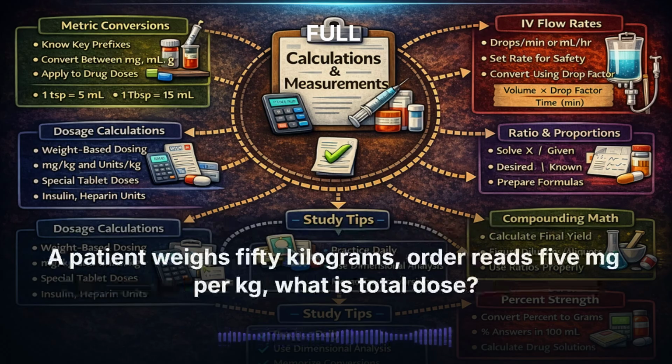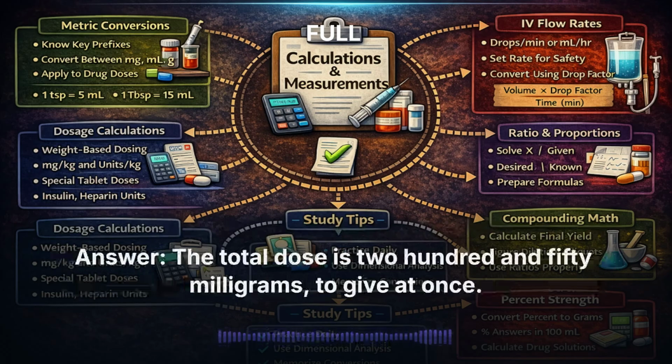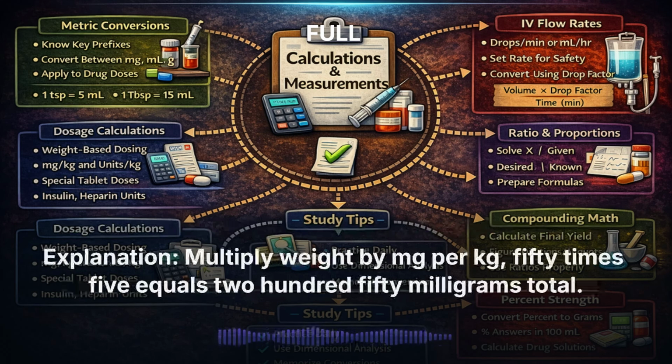1. A patient weighs 50 kilograms. Order reads 5 milligrams per kilogram. What is the total dose? The total dose is 250 milligrams, to give at once. Multiply weight by milligram per kilogram. 50 times 5 equals 250 milligrams total.